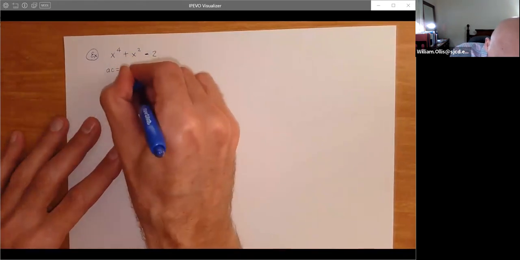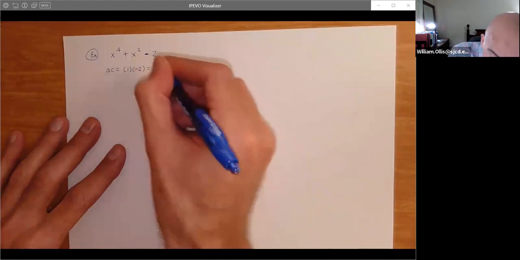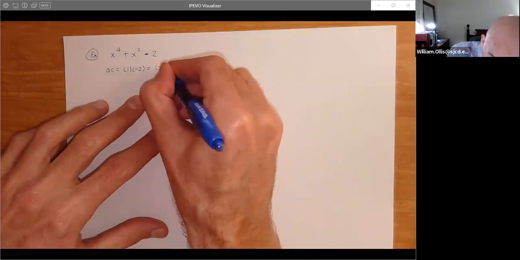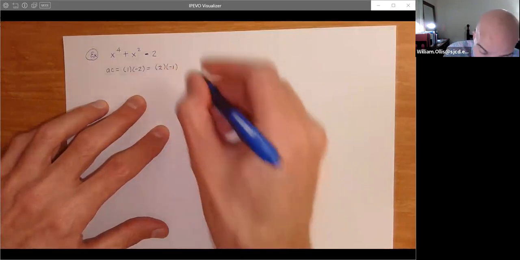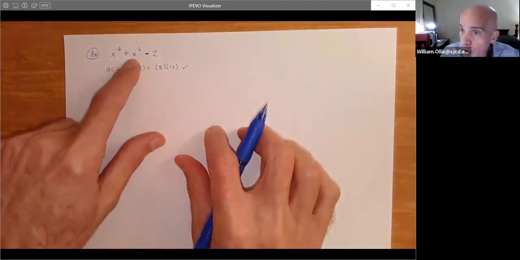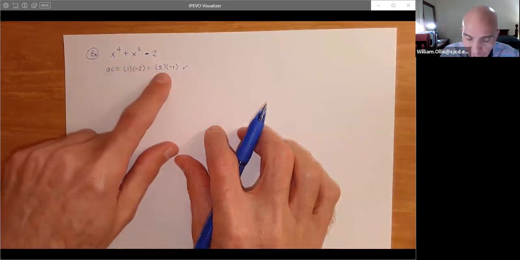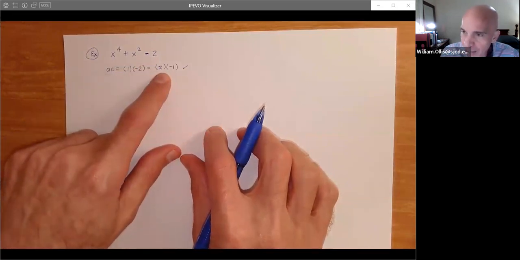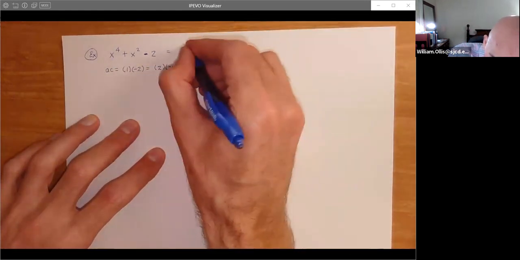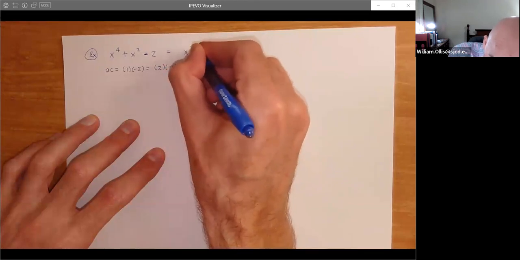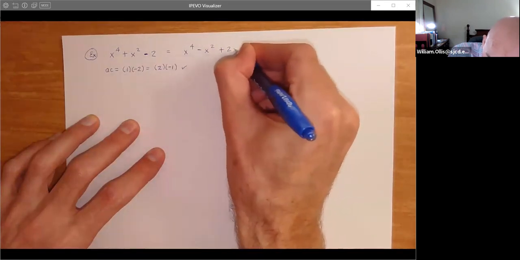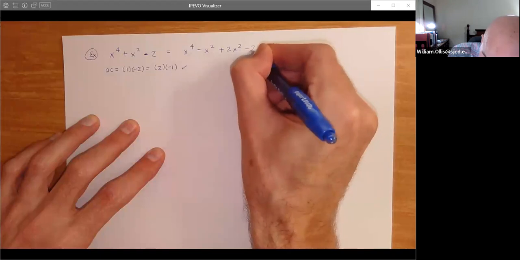AC is just 1 times a negative 2. And of course, if we just transpose the negative, we have a 2 times a negative 1. And of course, this will work, since the 2 plus the negative 1 equals 1, the coefficient of x squared. So we're thinking, wow, this is really simple. You can kind of do this in your head, but let's just go ahead and work it out like we normally do. We have x to the fourth minus x squared plus 2x squared minus 2.